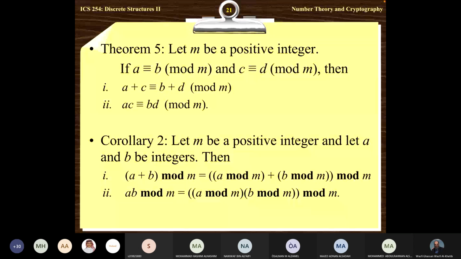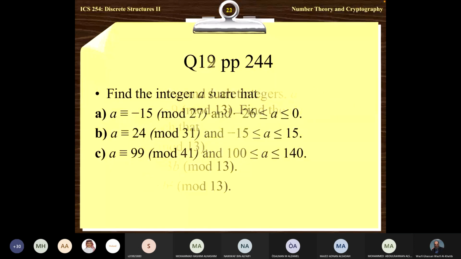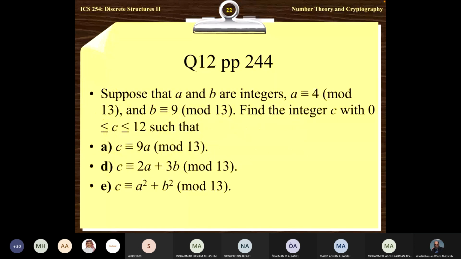By the way, their proofs are very straightforward. You can check the book. They are very straightforward. But let me try to do the last thing here, which is basically do this example.